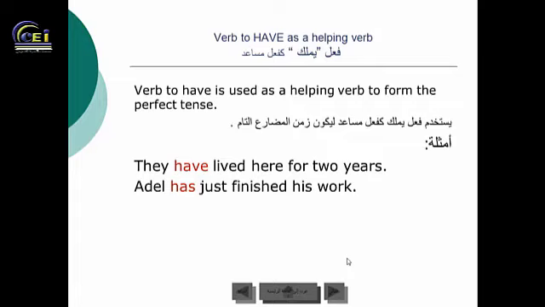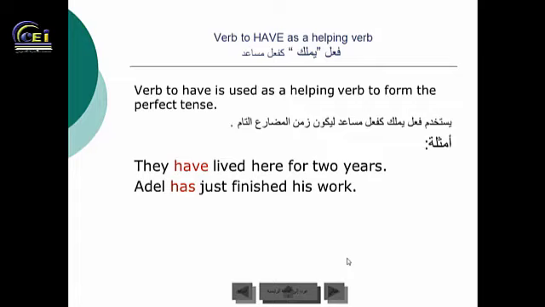Adil has just finished his work. The sentence is in the present perfect because has and finished, the past participle, are used, and "just" is a key word in the present perfect.